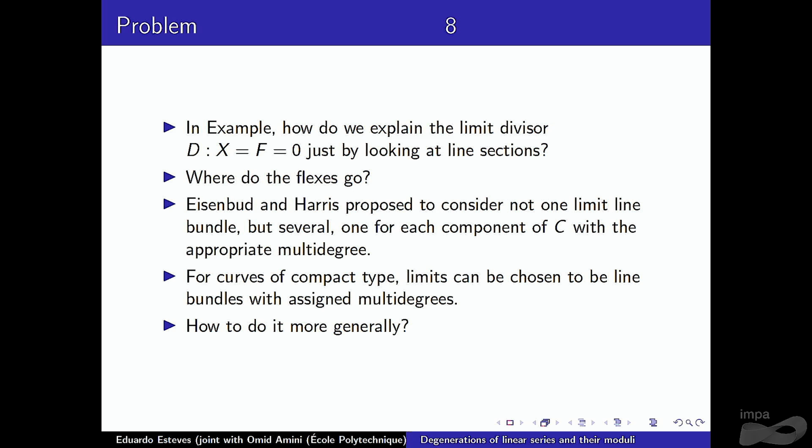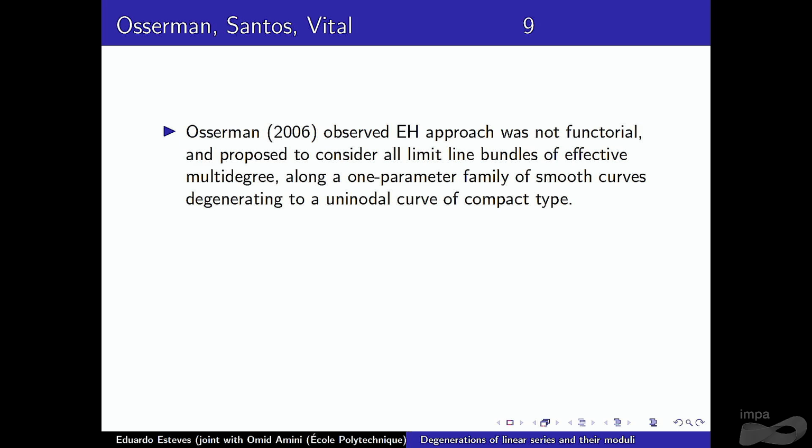So here comes the work that I've been doing with Omid. We started working on that, and suddenly we realized that we're just having a different take on, OK, I need to talk about the work by Osserman before. So Osserman observed that this approach by Eisenbud and Harris was not really very functorial, and what he proposed is to consider all limit line bundles of effective multi-degree.